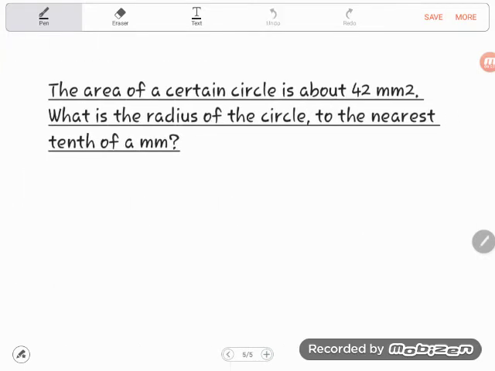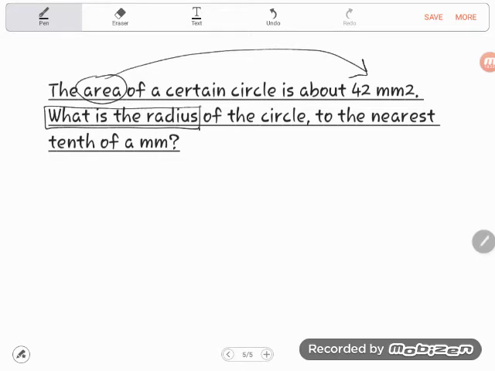It said the area of a certain circle is about 42 square millimeters. What is the radius of the circle to the nearest tenth of a millimeter? Okay, again, this is an application problem. This one's a little more straightforward, but still, this time I know the area and I'm solving for the radius. What is the radius? I know the area. I'm solving for the radius. So I am going to bust out that area of a circle formula.